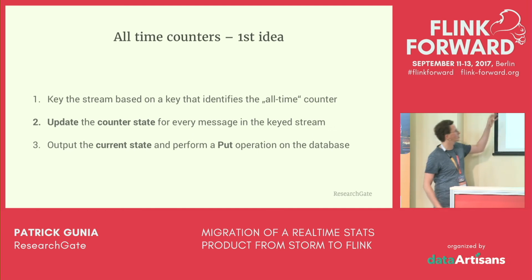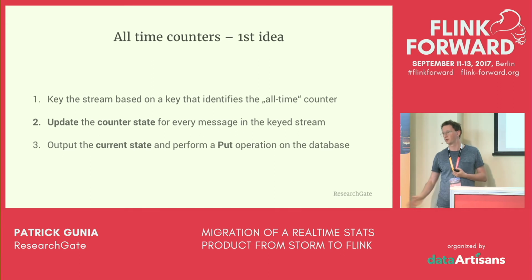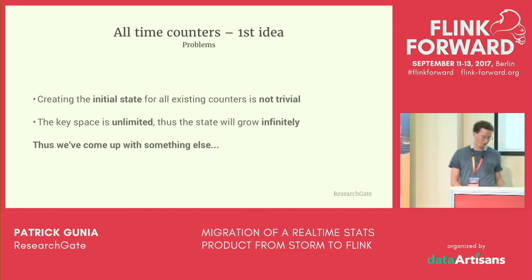Same logic: we key this stream, we update the counter and the internal state based on what's coming into this infinite window and then output the result. This has a couple of problems. Creating the initial state is not trivial. ResearchGate has been there for a couple of years, and our HBase cluster contains billions of rows. Getting those data into an initial state in Flink is not a trivial problem. Of course, it's doable. There's nothing that's not doable.